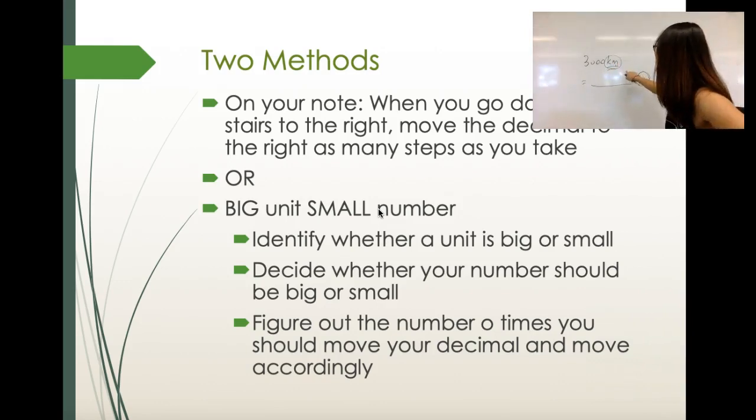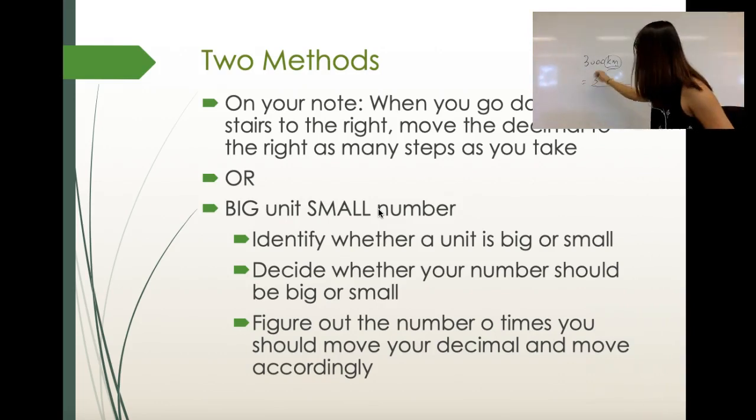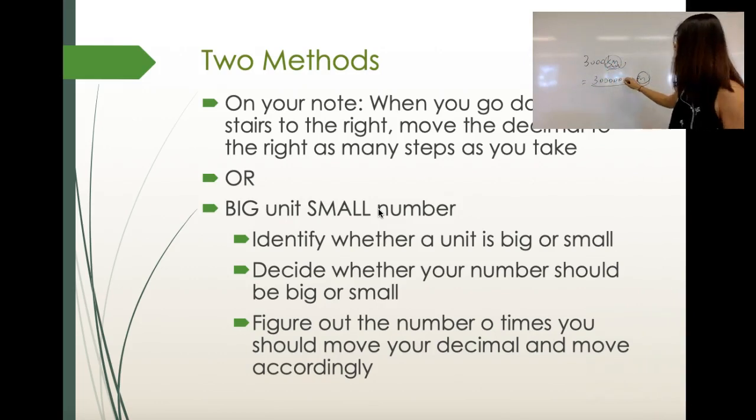So if you're looking at kilometer and meter, there are 3 steps. Kilometer is 3 steps larger than meter. So kilometer is 1,000 times bigger than meter, which means we need to move our decimal to the right 3 times. So the result is 3,000,000 meters. Okay, I hope this makes sense.